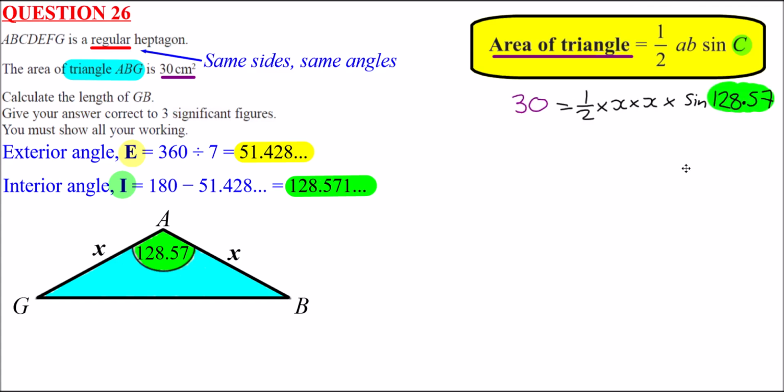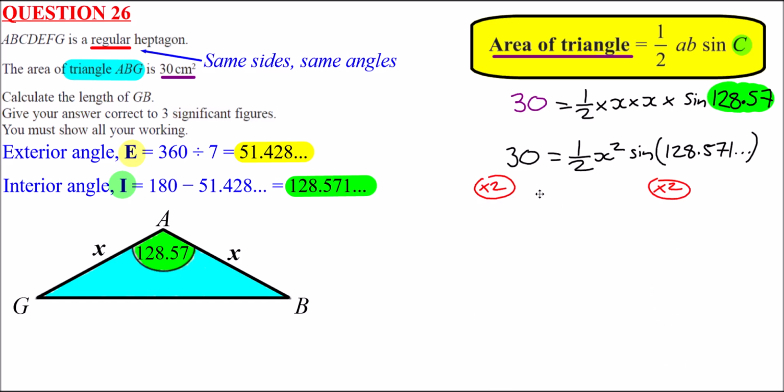So here's our starting point to work out what x is. Let's simplify this slightly. Half multiplied by x times x is just half x squared. So 30 equals half x squared sine of 128.571. Let's neaten this up slightly. The suggestion would be to double both sides to get rid of this fraction. If you multiply both by 2, that gives us 60 equals x squared multiplied by sine of 128.571. Rearranging, we can isolate x squared by dividing both sides of this equation by sine of 128.571.